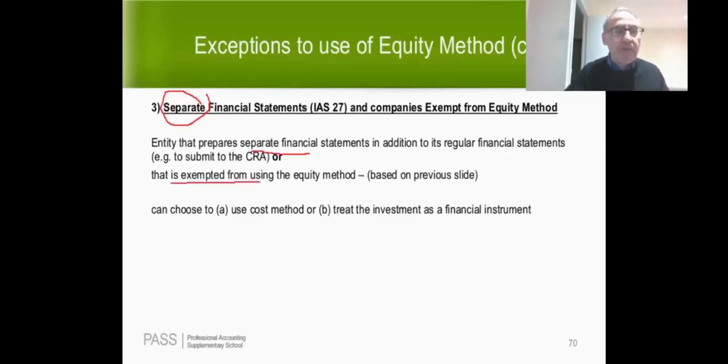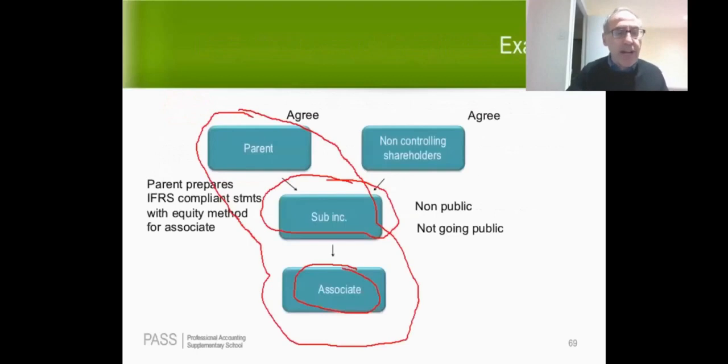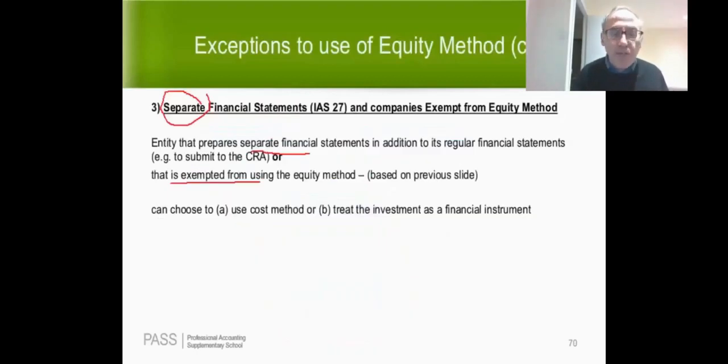in that situation, or in a situation where they're exempt from using the equity method, like we talked about on this slide, in both of these situations, the company, in place of using the equity method, would be allowed to use either the cost method or treat the investment as a financial instrument. So whether the investor is preparing a second set of statements for tax purposes, for example, or they're exempted from using the equity method in their statutory statements, they can account for the investee for whom they have significant influence using the cost method or treating the investee as a financial instrument.